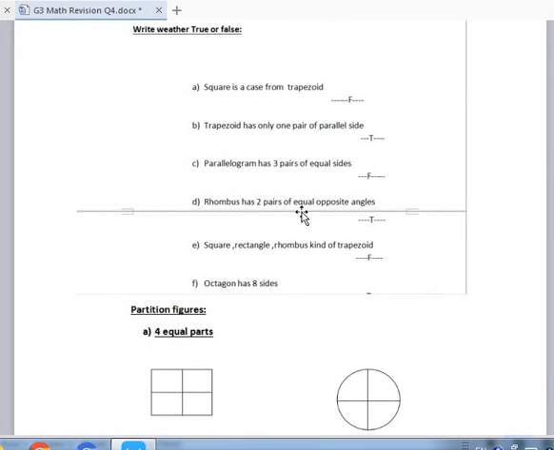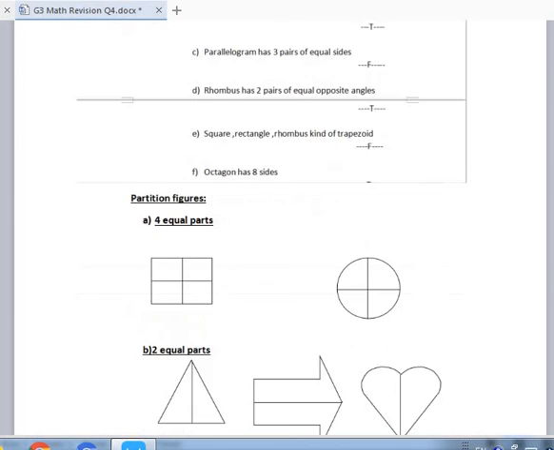Rhombus has 2 pairs of equal opposite angles? Of course yes. Square, rectangle, rhombus, kinds of trapezoid? Of course not, as I have told you and explained to you before. Octagon has 8 sides? Of course, right. Partition figures, do you remember partition figures?